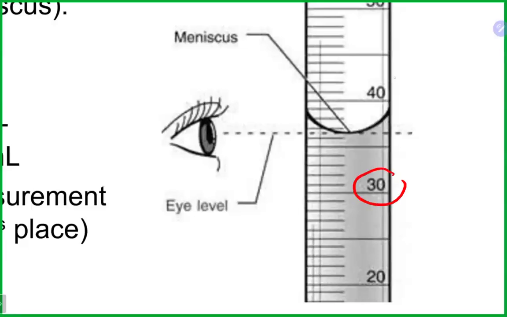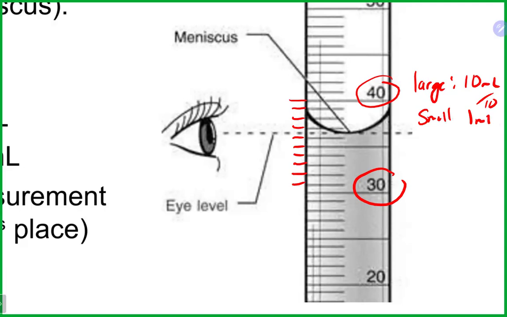our big markings in that area, 30 and 40, our large markings, are 10 milliliters in this case. Small markings, we've got 1, 2, 3, 4, 5, 6, 7, 8, 9, and 10. So again, if we take that and divide by 10, each of our small markings in this case is going to be 1 milliliter. And that would mean that this would be our 31, 32, 33, etc.